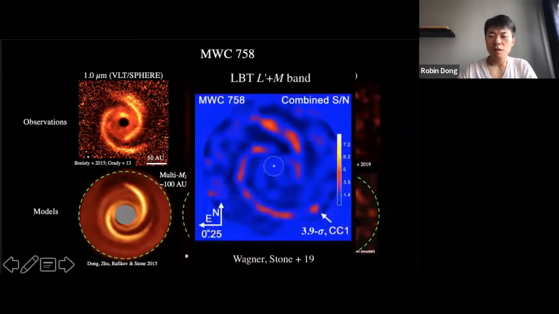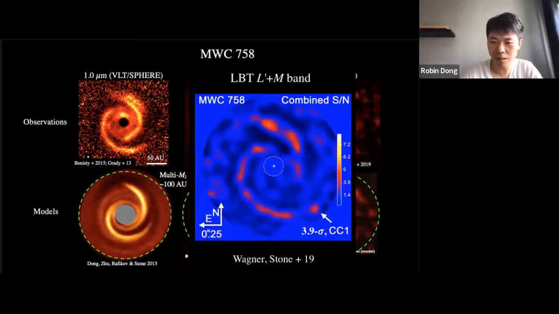As you can imagine, there's an ongoing effort to search for all these predicted planets. Some candidates have been found, such as this one in Kevin's LBT observation. Meanwhile, the nature of this candidate and other similar candidates is still under investigation. So this is the candidate here, outside the two spiral arms.